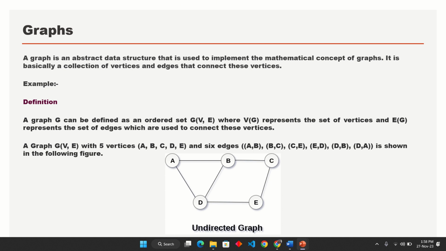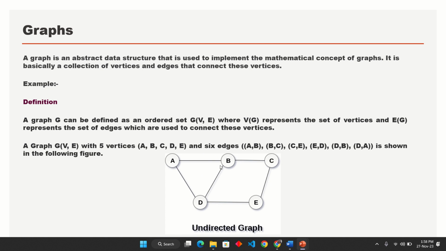A graph is an abstract data structure that is used to implement all the mathematical concepts of graphs. It is basically a collection of vertices and edges that connect these vertices. A definition for the graph: a graph can be defined as an ordered set G(V, E), where V(G) represents the set of vertices and E(G) represents the set of edges which are used to connect these vertices. For example, consider this graph which has vertices A, B, C, D, E. So this graph has five vertices and six edges.